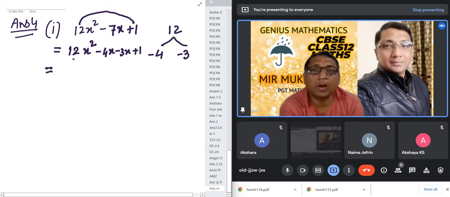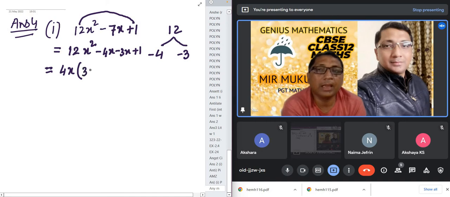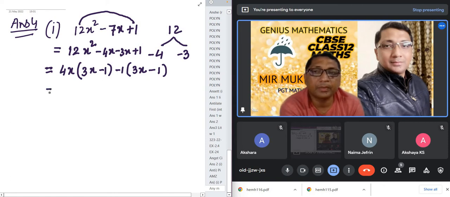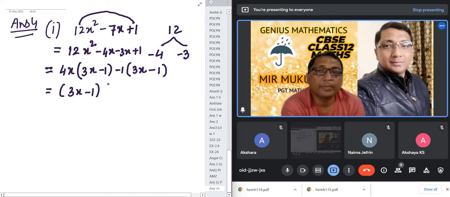Now take common from first and second. What is common? 4x will be common. So 3x minus 1. Or from third and fourth, minus 1 we have to take common, then it will come 3x. Sign will be changed because minus we have taken common, minus 1. These two factors should be same. So we'll get 3x minus 1 into 4x minus 1. Understood?